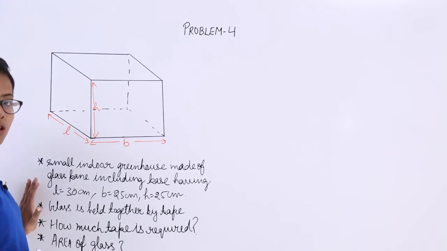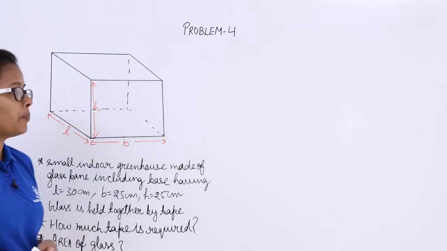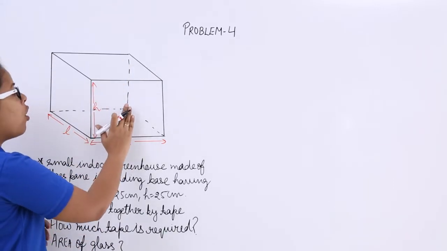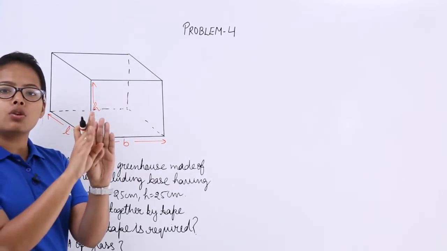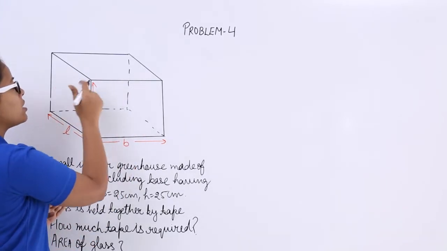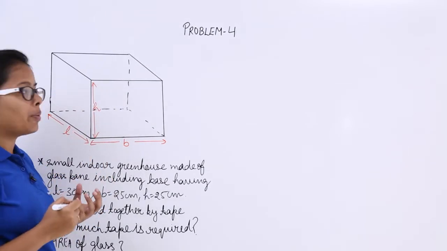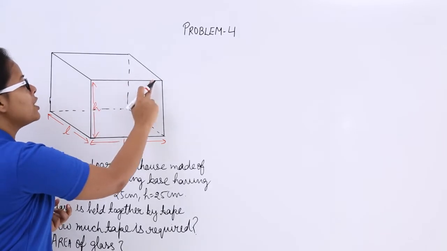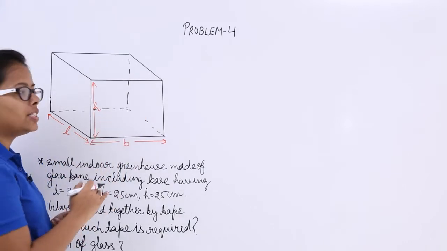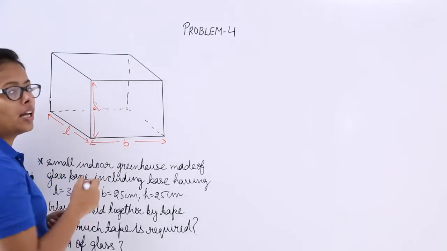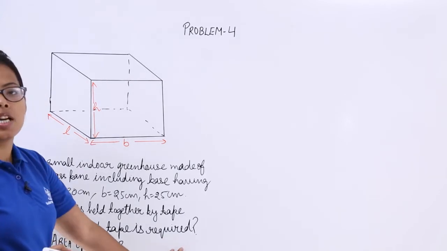What else has been given to you? That these glass panes have been held together by tape. So this is a greenhouse. All these faces are made up of glass. So how do they join these two glass panes? This glass plus this glass has been joined together with the help of a tape. So from here you can know that all these edges, where this glass and this glass meet, have been joined with the help of a tape. So all these edges are nothing but tape. Now what you need to calculate is how much tape is required.